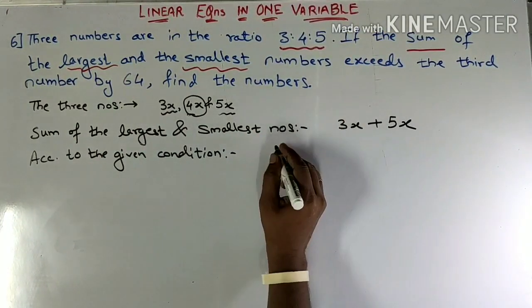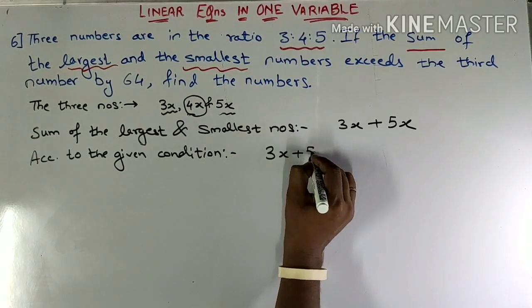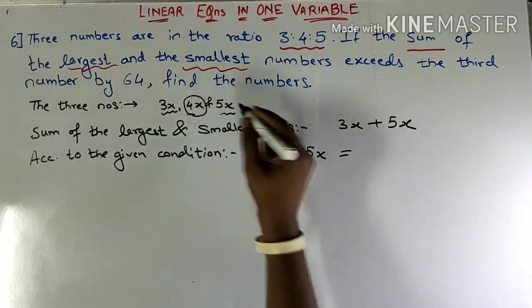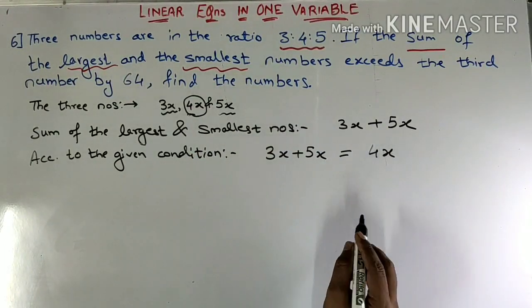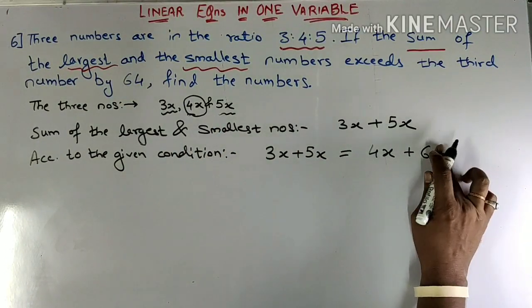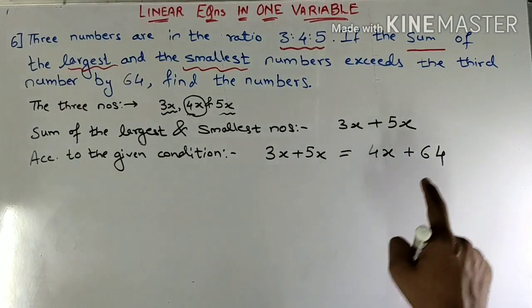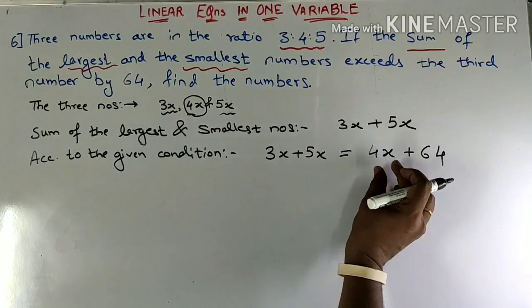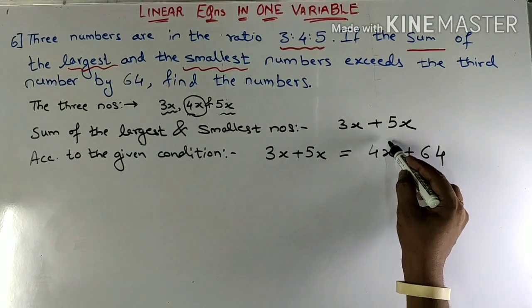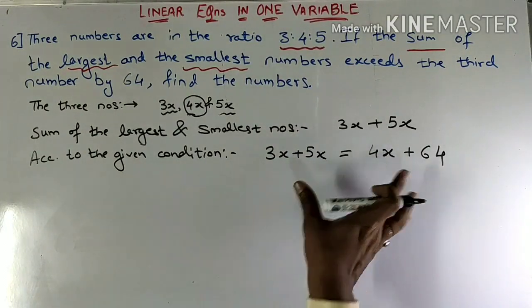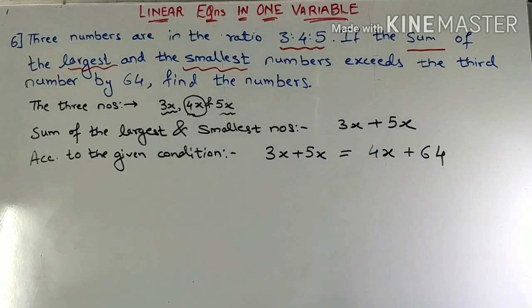The sum of the largest and the smallest numbers is 3x plus 5x, which equals the third number, 4x, plus 64. That means the sum of the smallest and the largest number exceeds the third number, that is the third number plus an additional 64. So this is the given condition. Now we are supposed to solve this and get the answer.